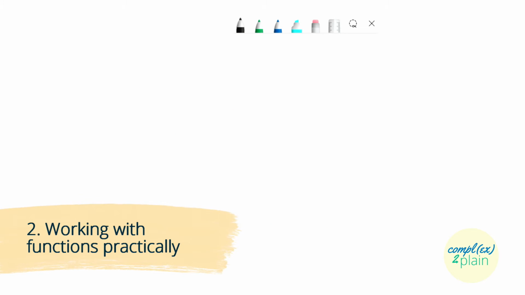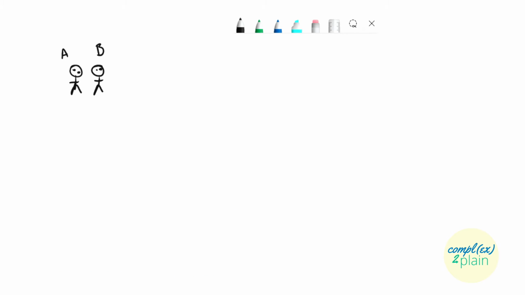I want to show you two examples of how this can work. So let's say we've got two twins. Yes, I can't draw. Let's call them twin A and twin B, okay?